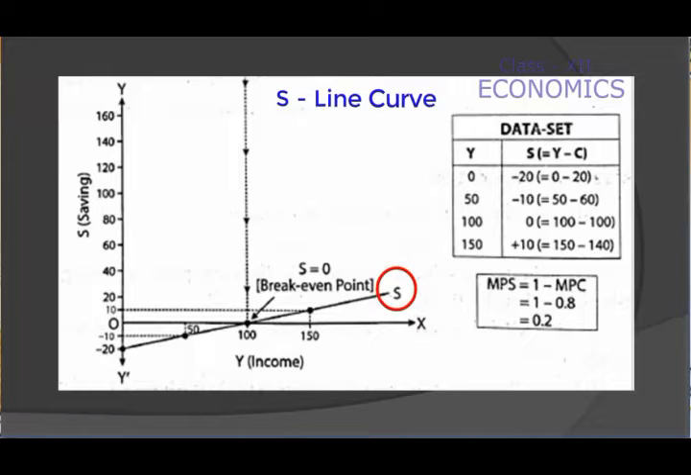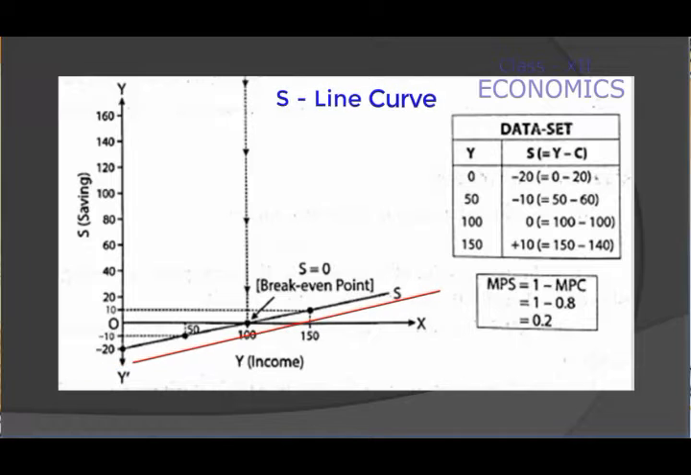So from here we can look at some observations. Look at the diagram carefully. First one, the line S, that is the curve S, starts from minus 20 on the y-axis. It indicates the value of S when Y is equal to 0, and this minus 20 is being called as autonomous saving. Here the value of S is minus 20 because C is equal to 20 when y is equal to 0.